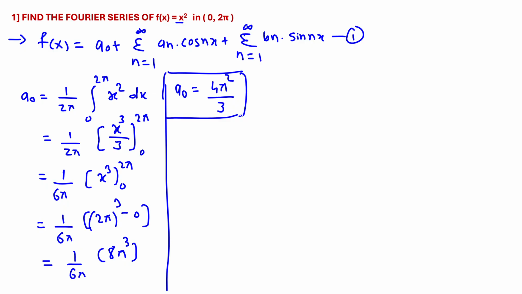Find this value, you will get 1 mark. Write down the main Fourier series, you will also get 1 mark. So till this step you will get 2 marks. Okay, next you have to find an. You have to find the value of an.